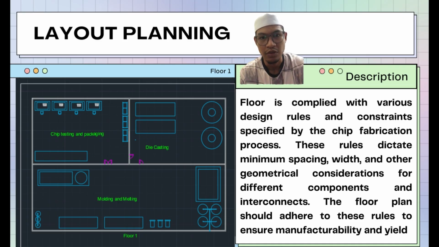Alright, I will explain about layout planning. We have 2 floors for the factory, and I will explain about the floor that is compliant with various design rules and constraints specified by the chip fabrication process. These rules dictate minimum spacing, width, and other geometrical considerations for different components and interconnects. The floor plan should adhere to these rules to ensure manufacturability and yield.